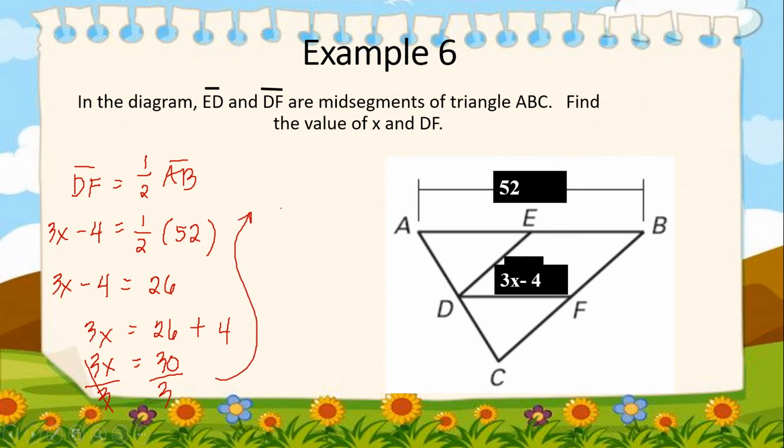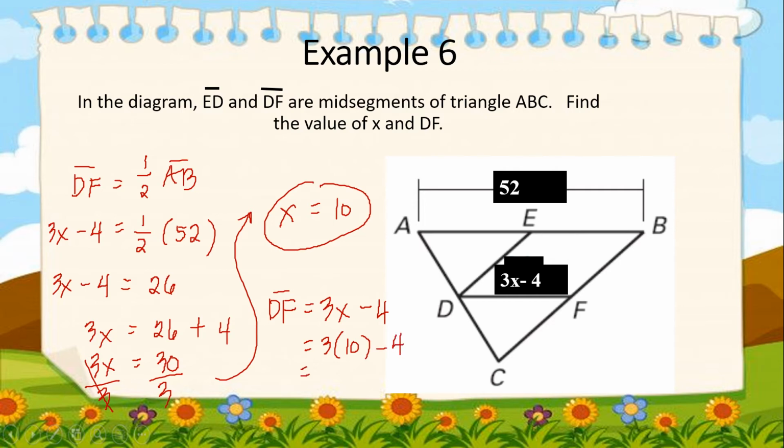Therefore, x is equal to 10. Now we can solve for the length of DF by substituting 10 to x. So we have 3 times 10 minus 4. 3 times 10 is 30, minus 4, that is equal to 26. Therefore, the length of segment DF is 26. As you can see, it is half the length of side AB.